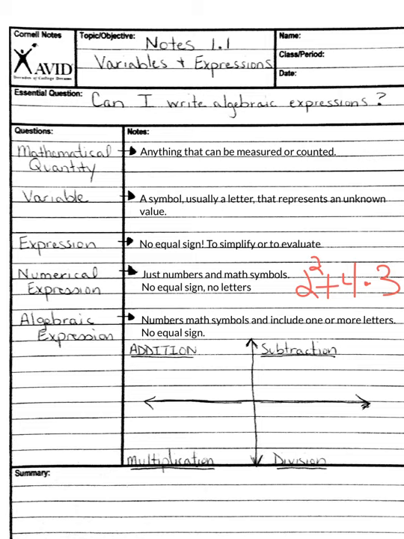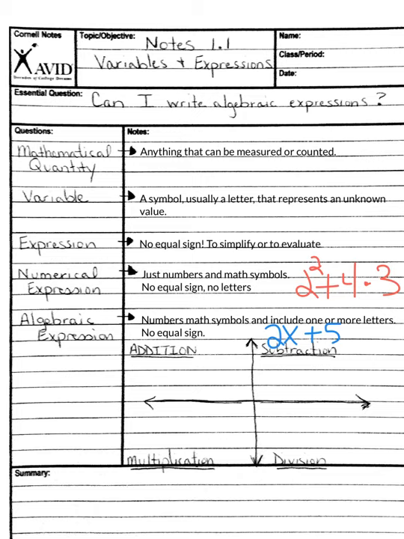So an example of an algebraic expression might be 2x plus 5. We have a variable there. 2 times x plus 5. That would be an example of an algebraic expression. I'm going to go ahead and write that one down. So 2x plus 5. You have a letter involved.